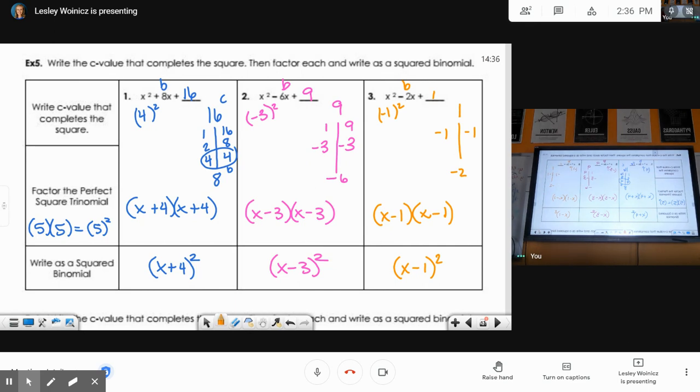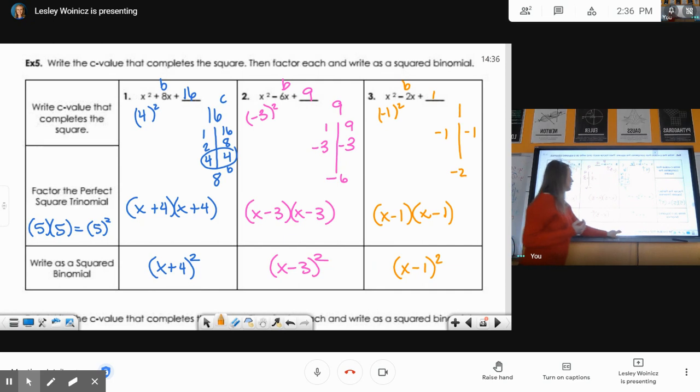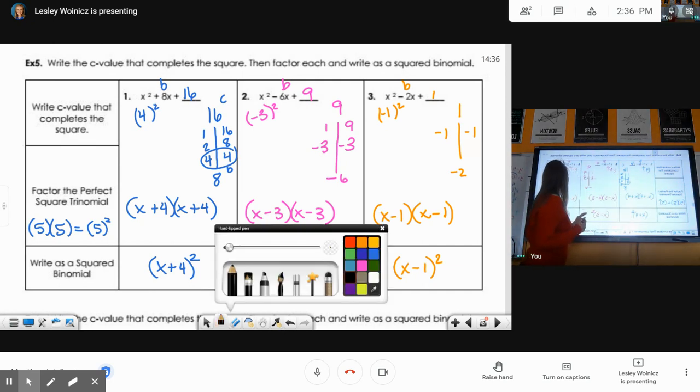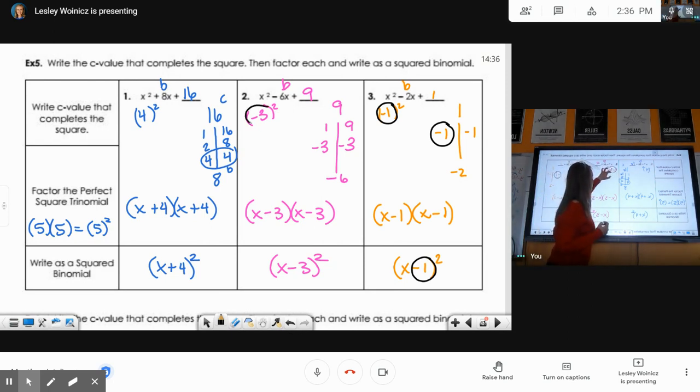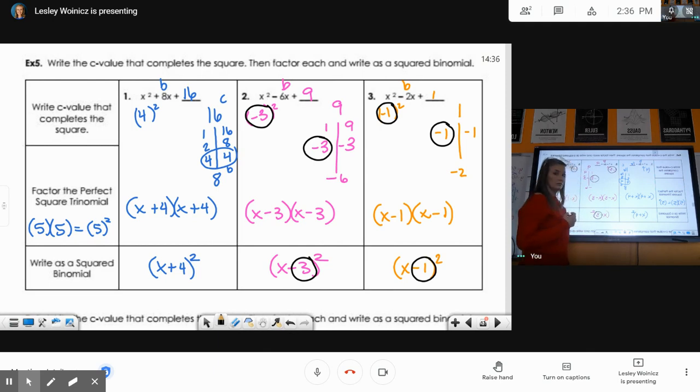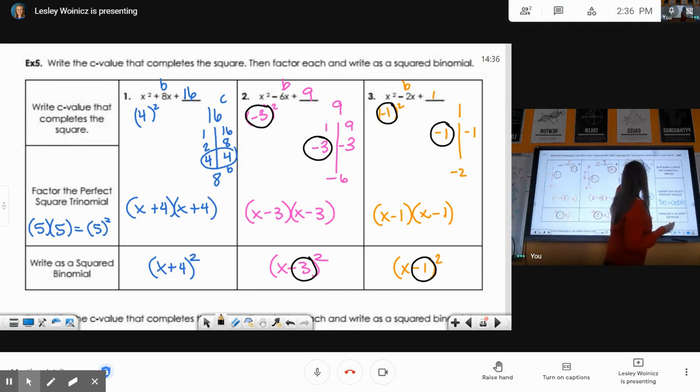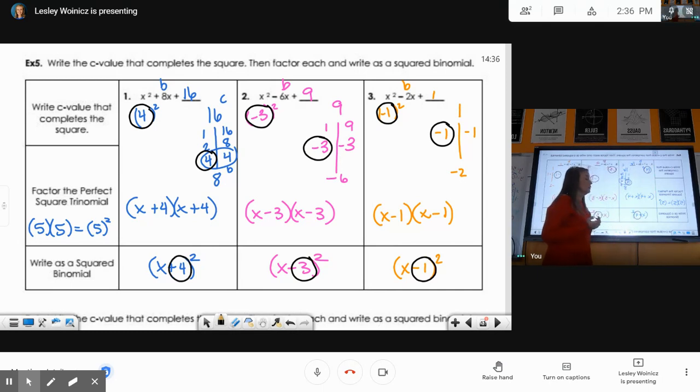Okay, it's pattern time. Okay, here's your pattern. See it? There it is. It's the same number over and over again, right? Look at this. 4, 4, 4. It's the same number, okay?